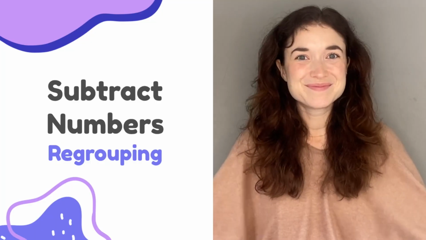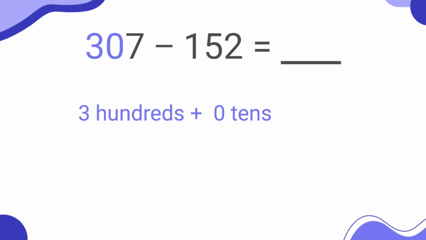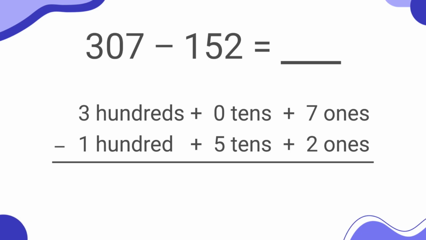Here we go. What is 307 minus 152? Let's start by breaking apart 307 into hundreds, tens, and ones. 307 is the same as 3 hundreds plus 0 tens plus 7 ones. Nice! Now let's break apart 152. 152 is the same as 100 plus 5 tens plus 2 ones. Great! Now we can subtract.